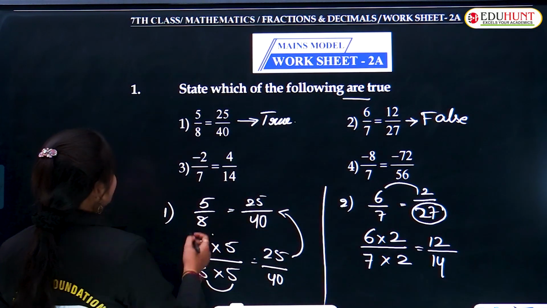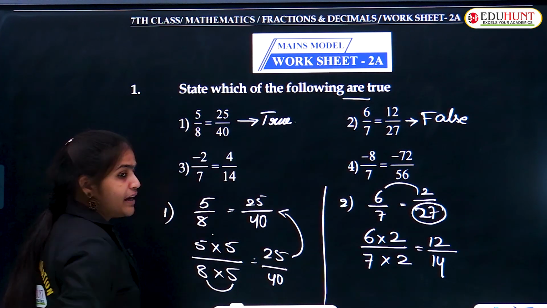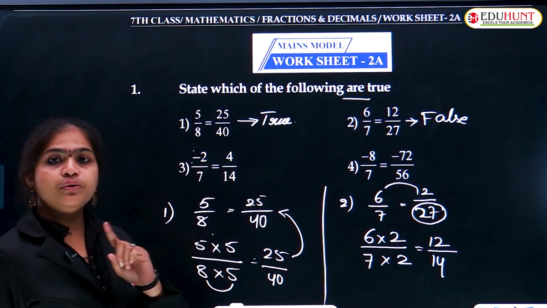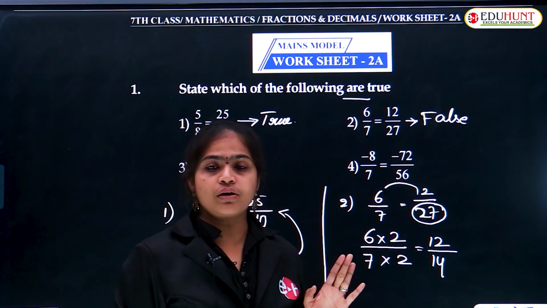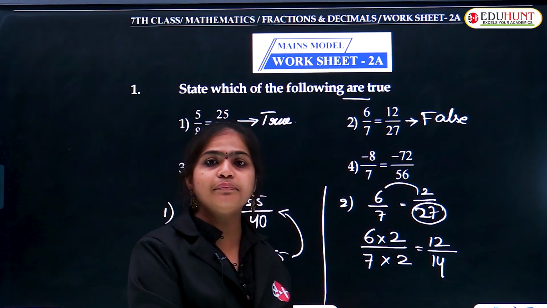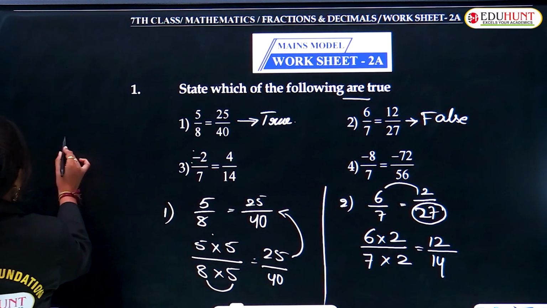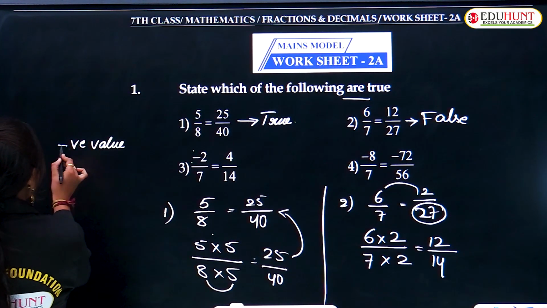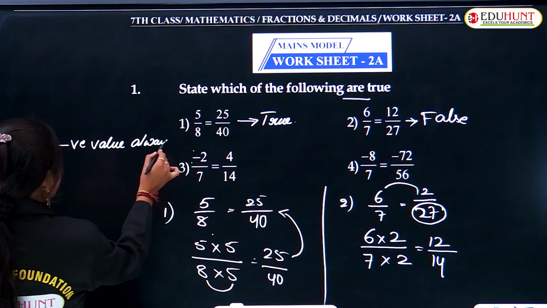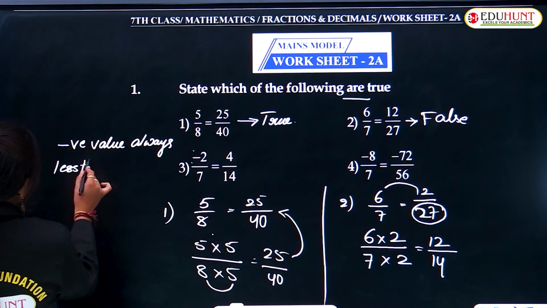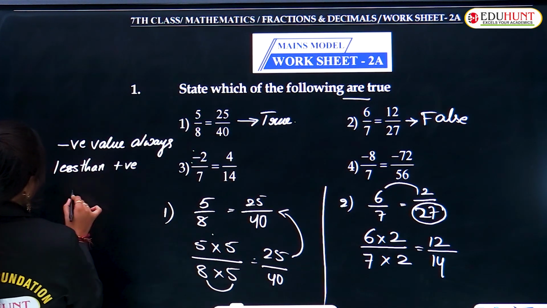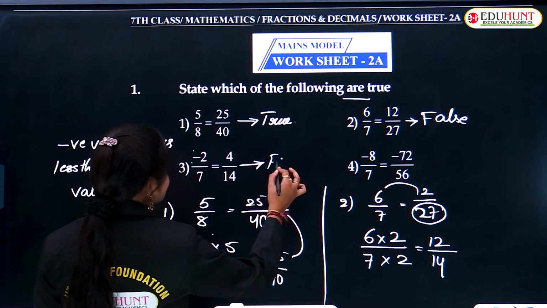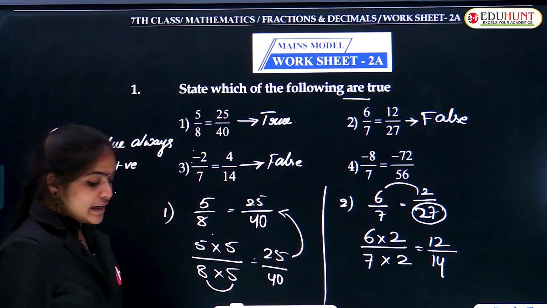Next one: minus 2 by 7 is equal to 4 by 14. Here there is a negative value and there a positive value. A negative value never equals a positive value. A negative value is always less than a positive value. But here they have given equal to, so this is a false statement. Clear.